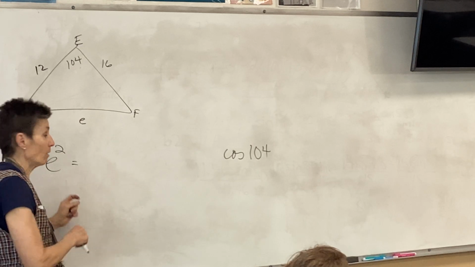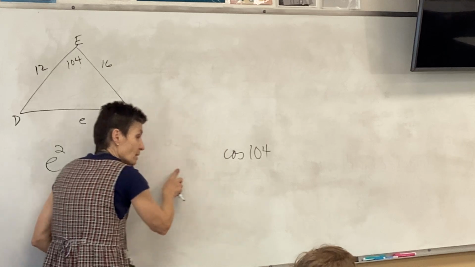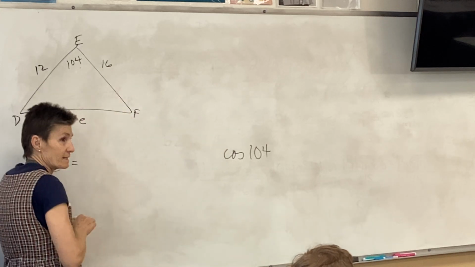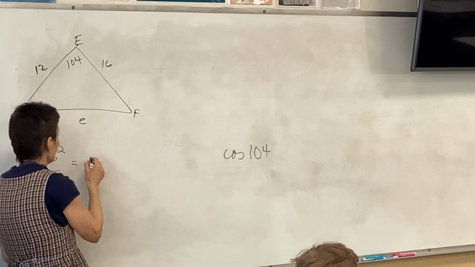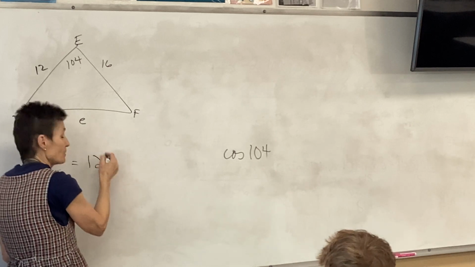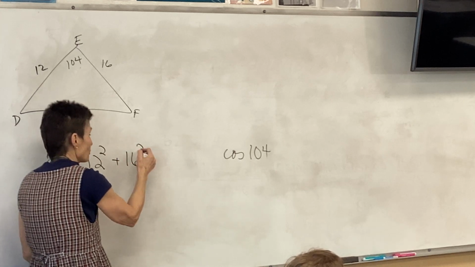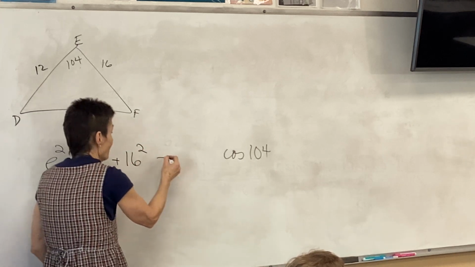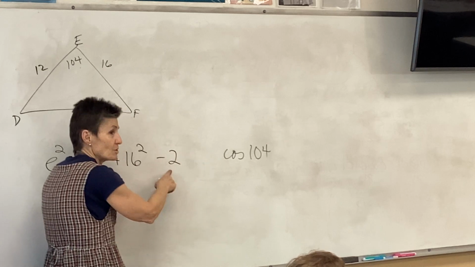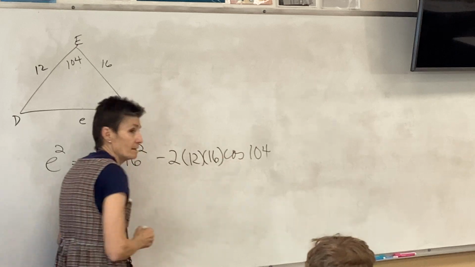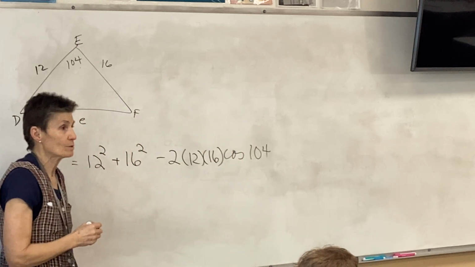Okay? Now, in the middle, can you remember what goes in the middle? In the middle, I'm gonna be using the 12 and the 16. So I'm gonna have 12 squared plus 16 squared minus 2, it's always minus 2, 12 times 16. That's how the law of cosines works.